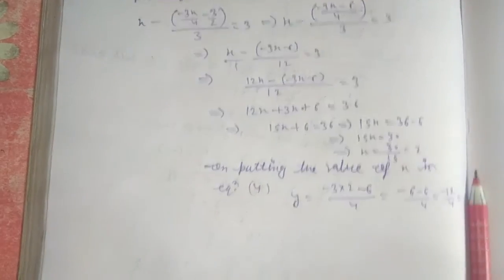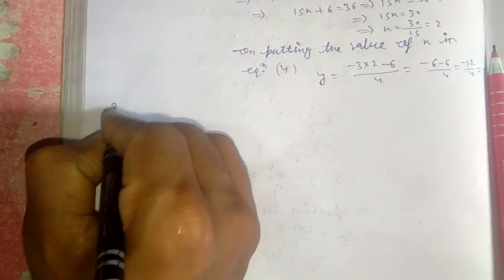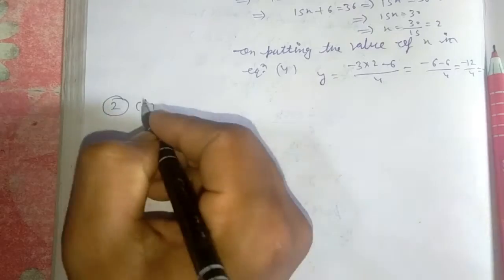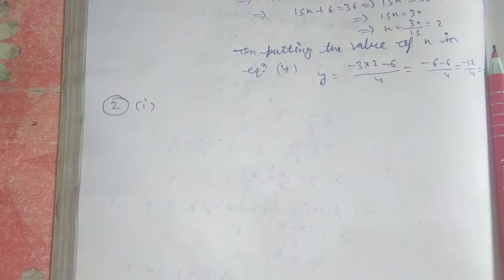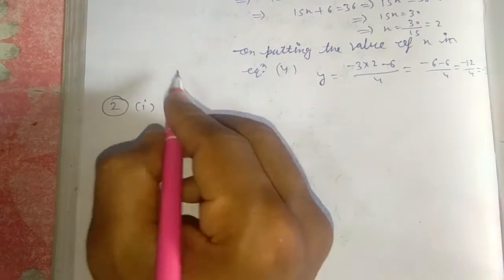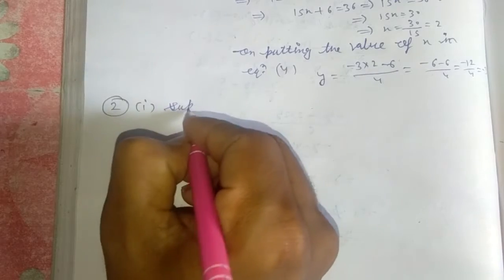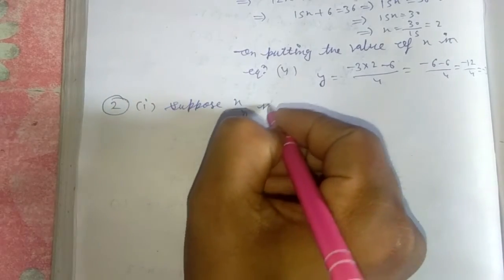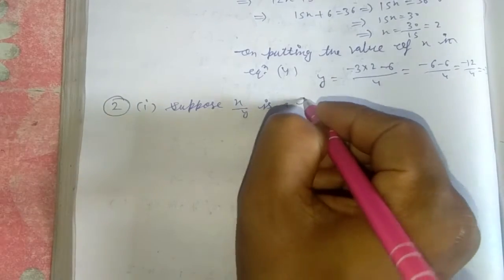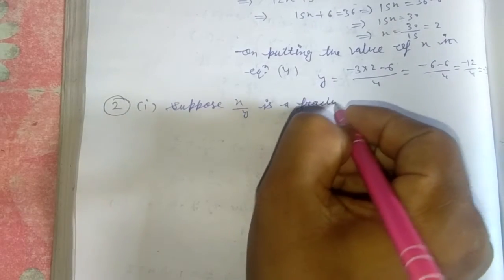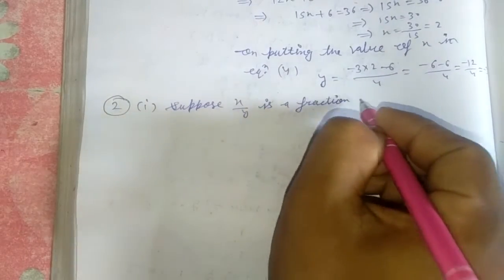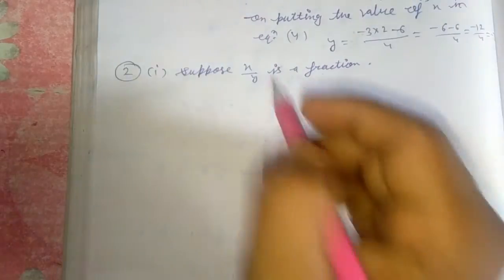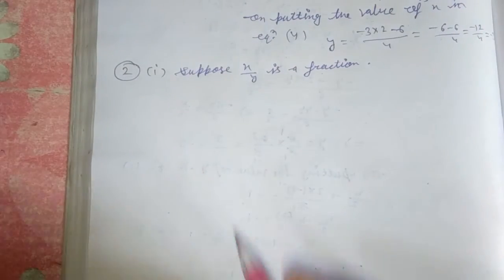So we write here the solution of question number 1. According to the question, first we suppose x upon y is the fraction, where x is the numerator and y is the denominator.